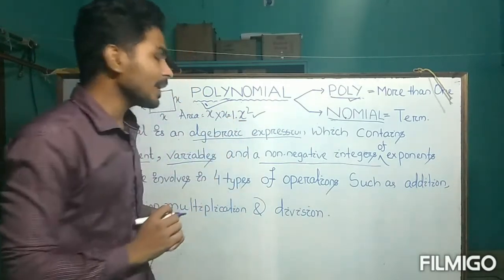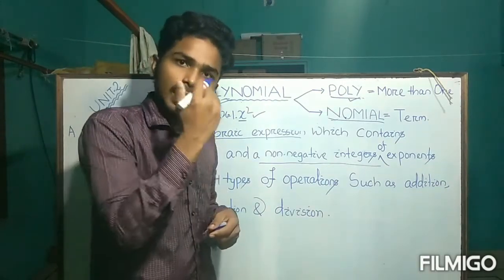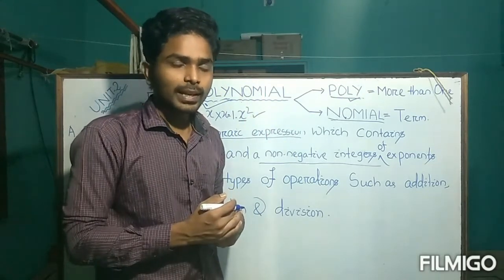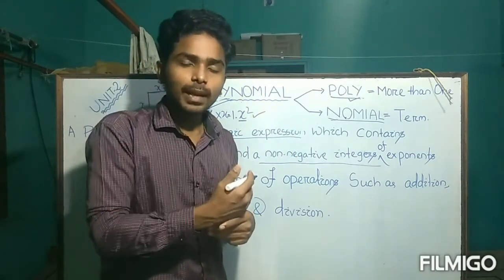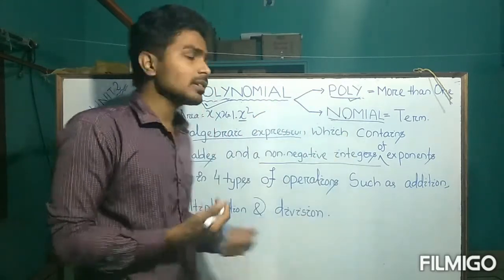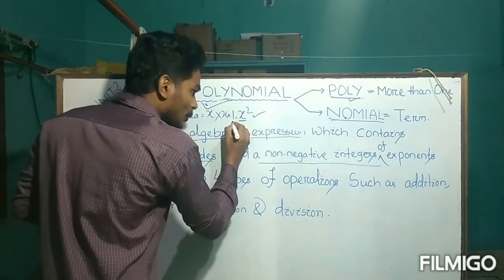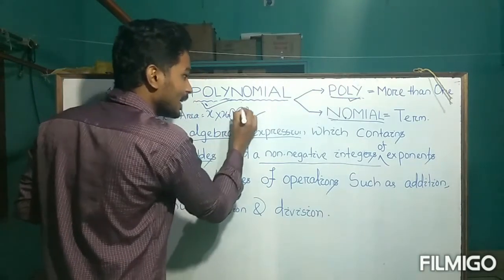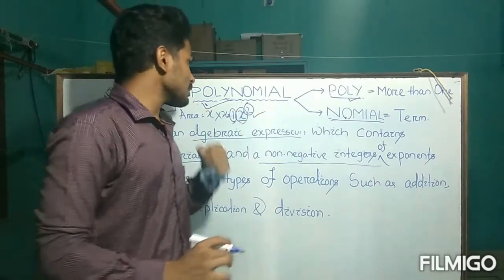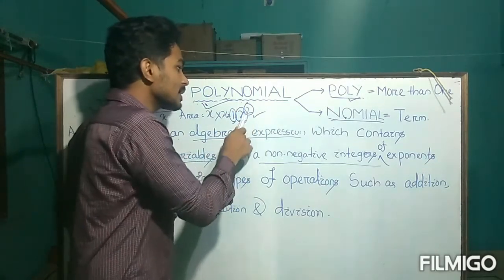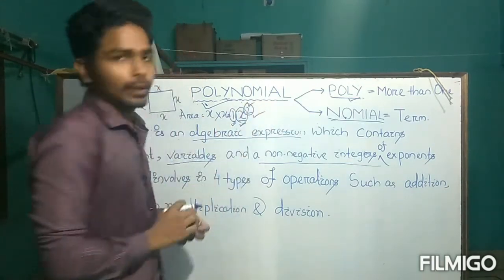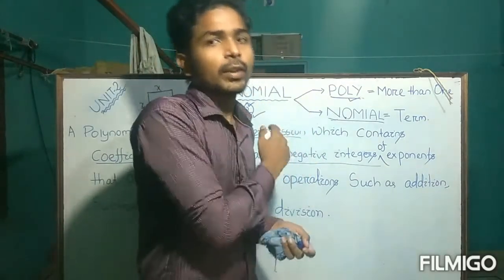What do you mean by variable? A variable is a term which can vary its value. Something which varies its value is known as variable. It is not a constant term, it varies, so it is a variable. So it contains a coefficient, a variable, and an exponent. An algebraic expression which contains all these three terms, coefficient, variables, and exponents, is known as polynomial.